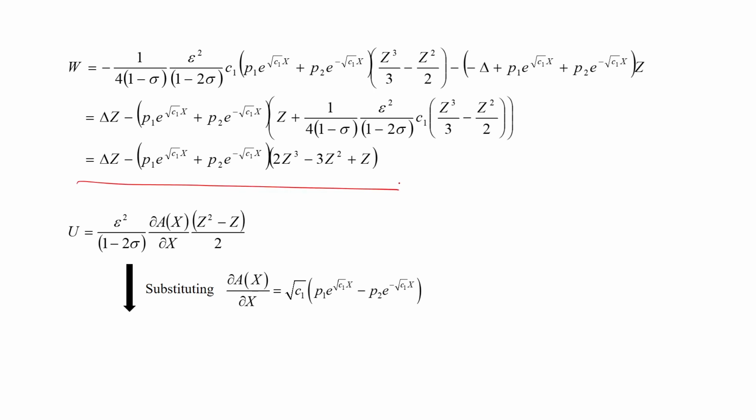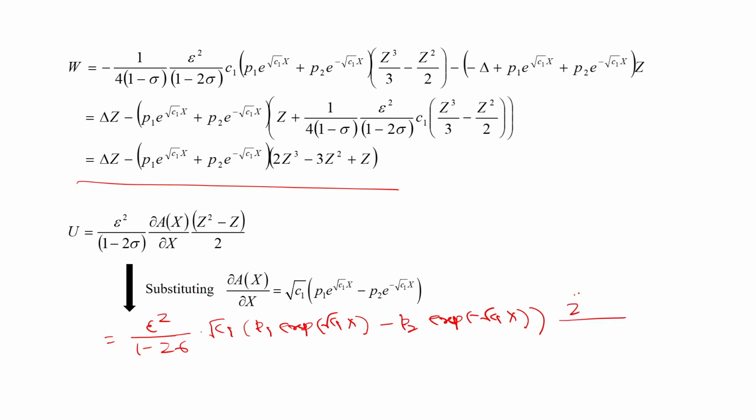So, I have everything. So, delta into z minus, and u can now be written as u equals epsilon square by 1 minus 2 sigma, and here it is square root of C1 into P1 exponential square root of C1 into x minus P2 exponential minus square root of C1 into x, into z square minus z by 2. So, that is the way it is.